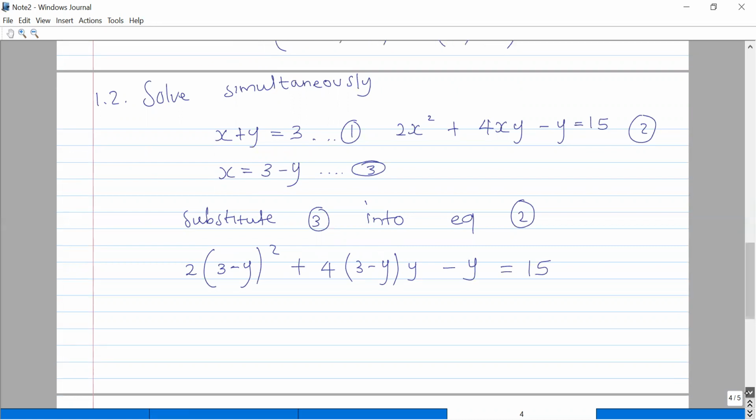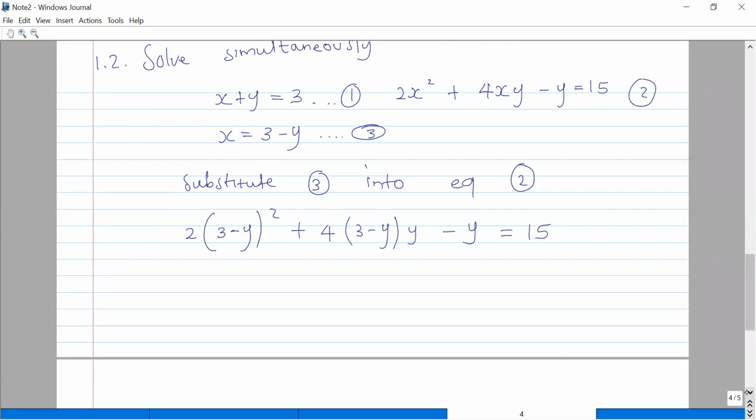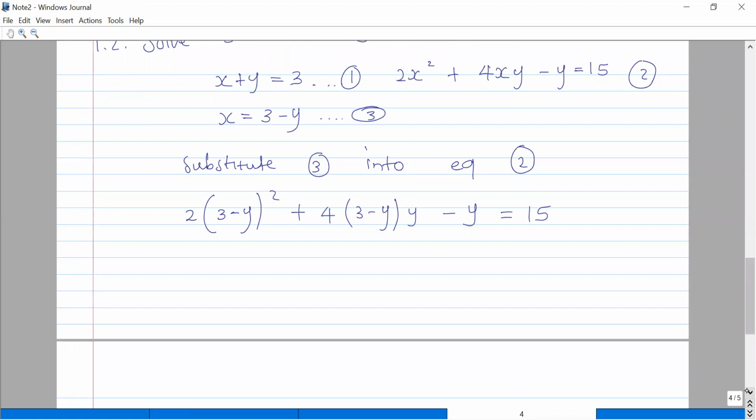So for these ones, you really have to be careful how you go further. So just write it like this first so that you won't get confused. Don't do a shortcut, just write it like this. Then we have 4y times 3 minus y, minus y is equal to 15. Okay, so now we have to distribute that part.